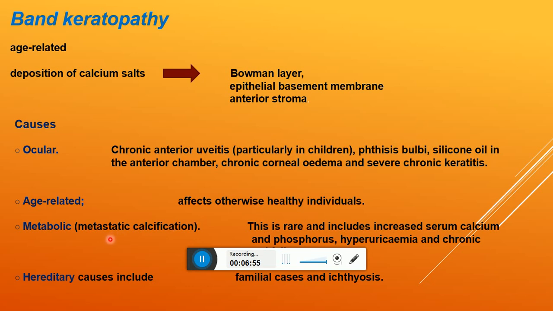Metabolic, also known as metastatic calcification, is secondary to hypercalcemia, is uncommon, and includes causes like hyperparathyroidism, vitamin D toxicity, milk-alkali syndrome, sarcoidosis, end-stage renal disease, Paget disease, multiple myeloma. Hyperuricemia is a rare cause. Hereditary causes include familial cases and ichthyosis.